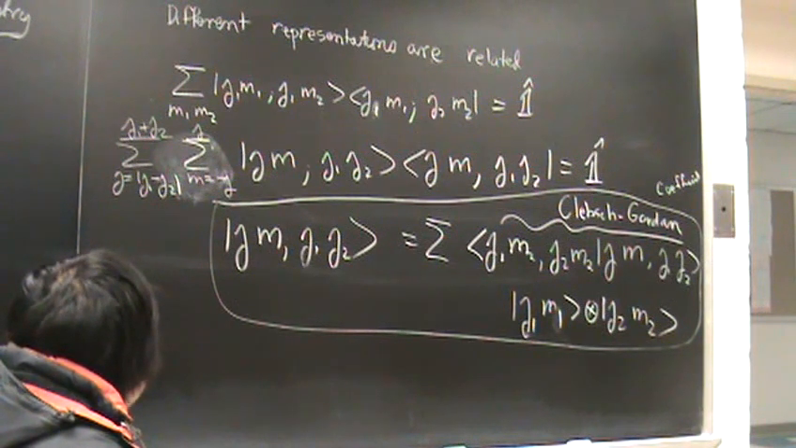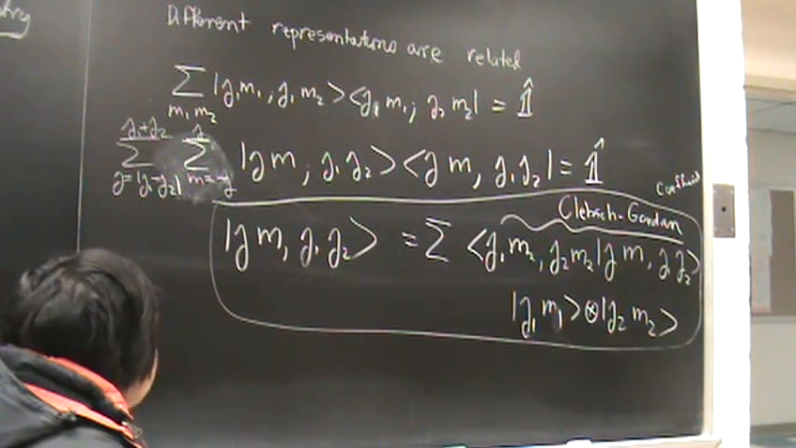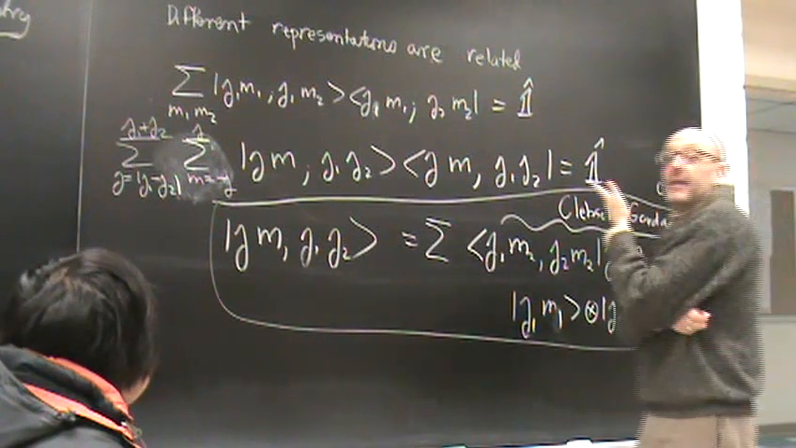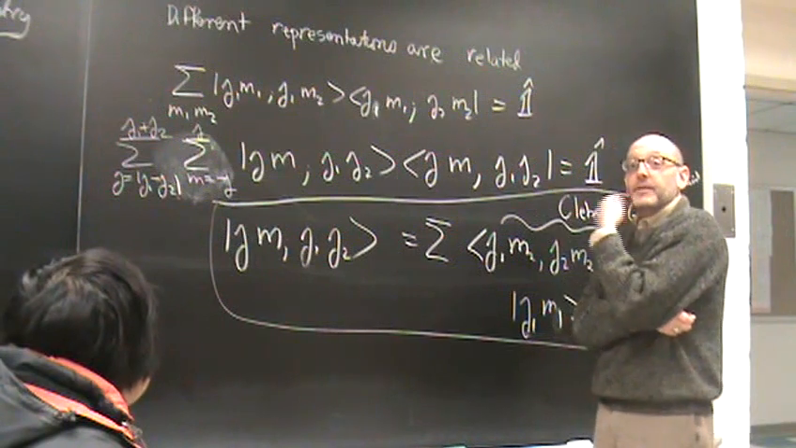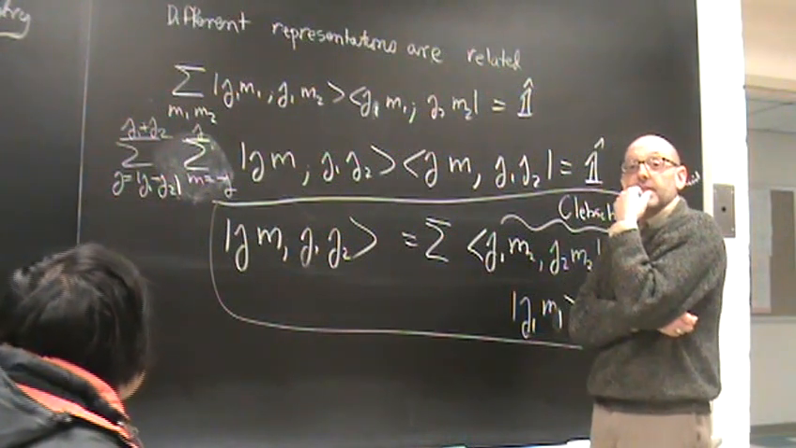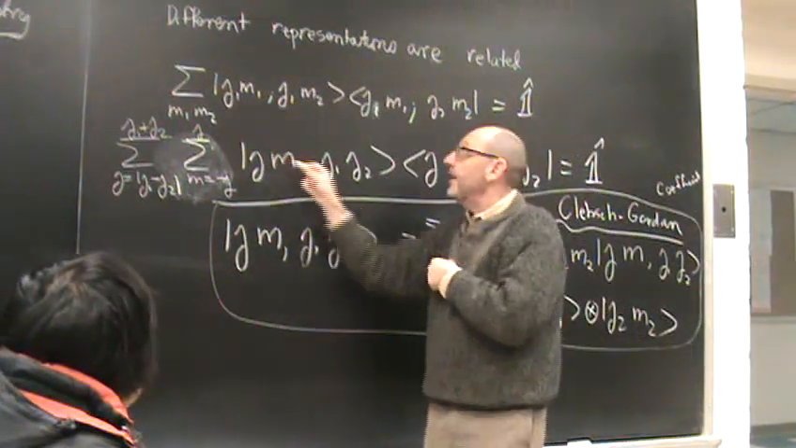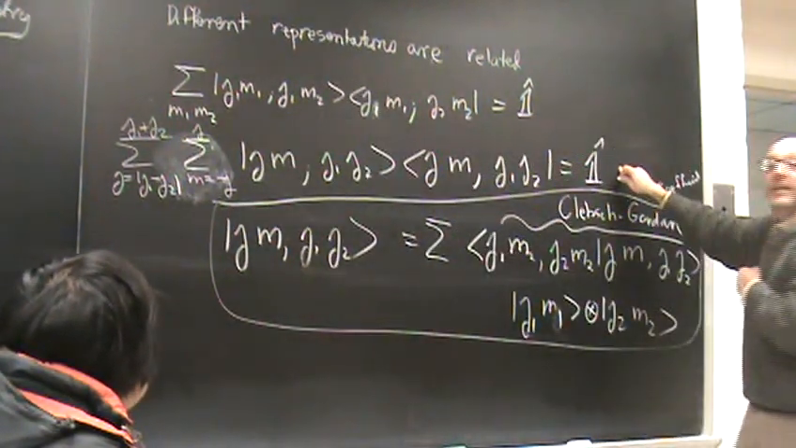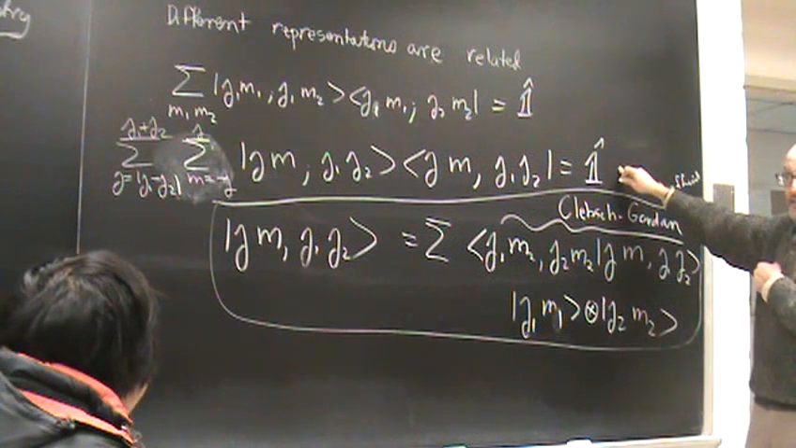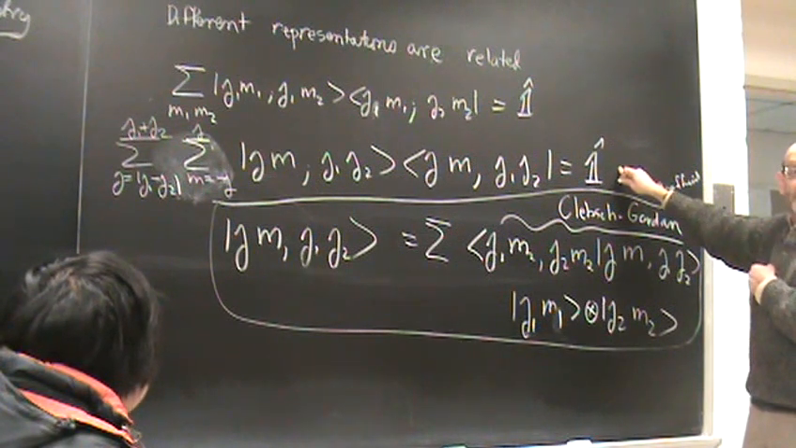Now, it is a challenge for you to show that the dimension of the Hilbert space is in fact the same for both of these cases. That is to say, if I do this sum, the total number of vectors that I get here should be the product of 2j1 plus 1 times 2j2 plus 1.